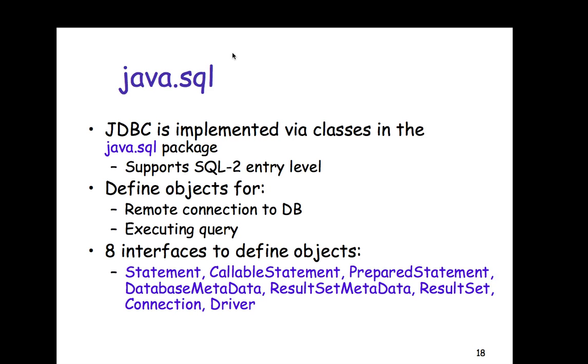There's 8 interfaces to define objects. And here are the interfaces. You can think of these as objects that we're going to work with in this particular example. The statement object, the callable statement, the prepared statement, which are different kinds of objects. One is going to run something, and one is going to prepare something ahead of time, cache the statement itself, and run it multiple times.